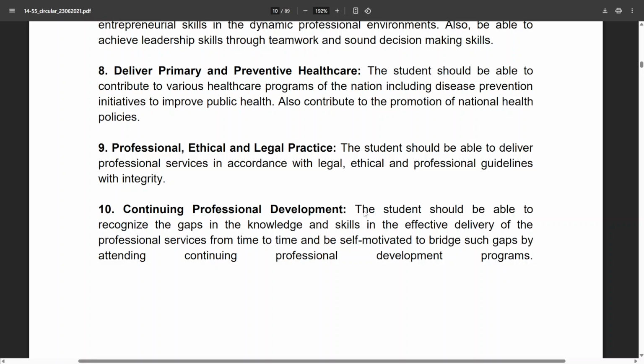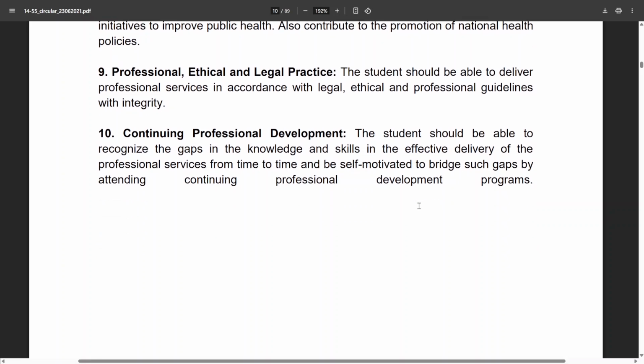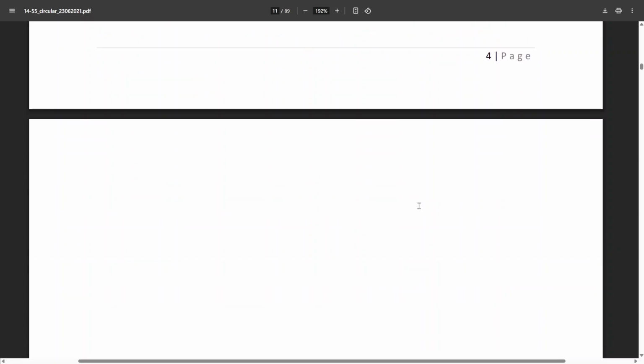Continuing professional development. You are the leader, you'll have to lead this profession. The student should be able to recognize the gaps in the knowledge and skills in the effective delivery of professional services from time to time and be self motivated to bridge such gaps by attending continuing professional development programs. So we should take part in the professional development programs so that we can update ourselves and update others as well.